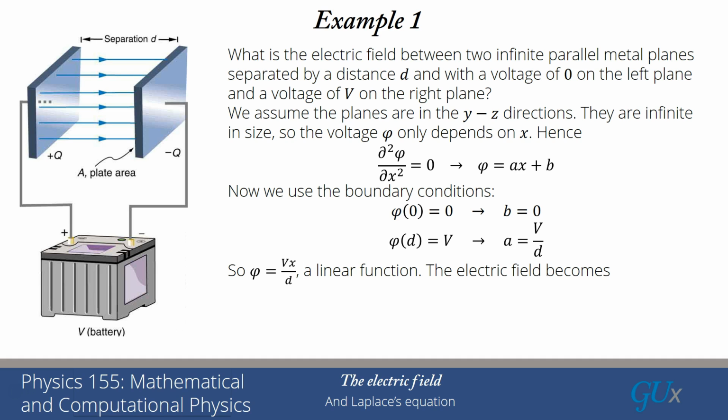The electric field is minus the gradient of that, and so the electric field is just minus V over d in the x direction, 0, 0. So as we said before, there'll be no component along the y or the z direction, and so we get this electric field is minus V over d. All right, we solved our first example of Laplace's equation.